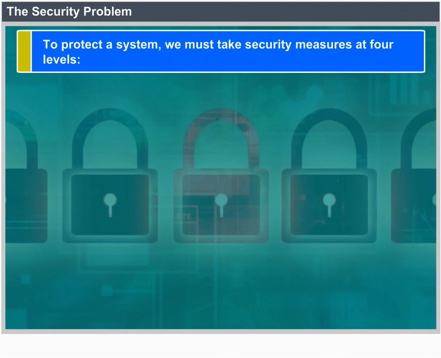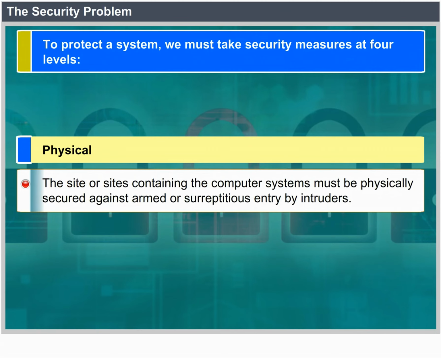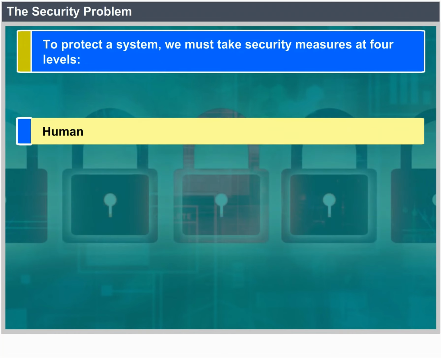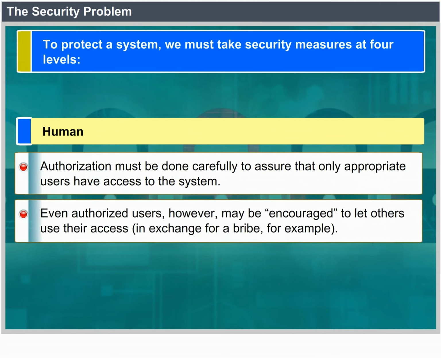Physical. The site or sites containing the computer systems must be physically secured against armed or surreptitious entry by intruders. Both the machine rooms and the terminals or workstations that have access to the machines must be secured. Human. Authorization must be done carefully to ensure that only appropriate users have access to the system. Even authorized users, however, may be encouraged to let others use the access in exchange for a bribe, for example. They may also be tricked into allowing access via social engineering.